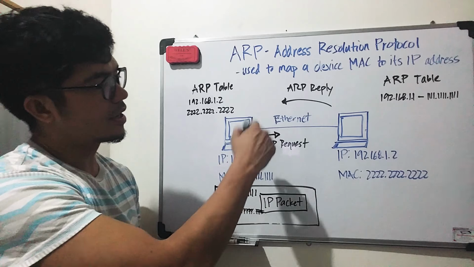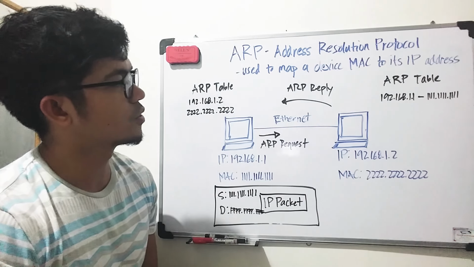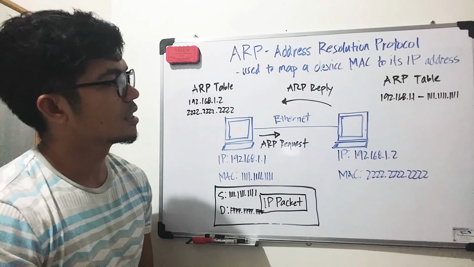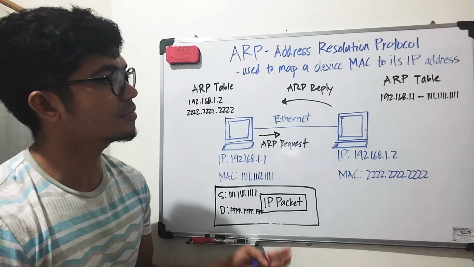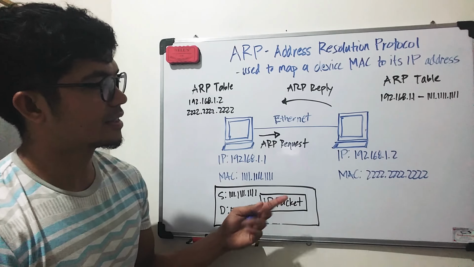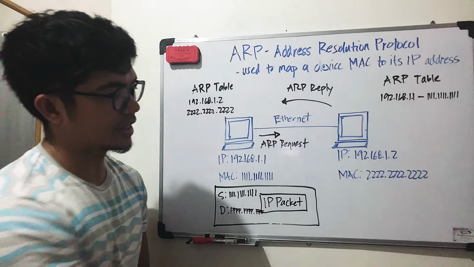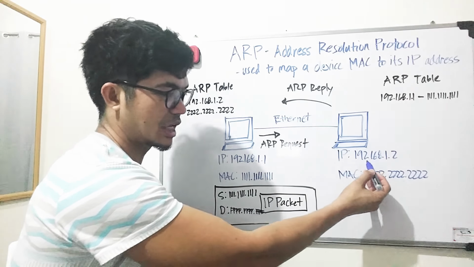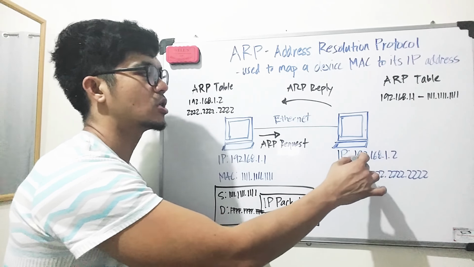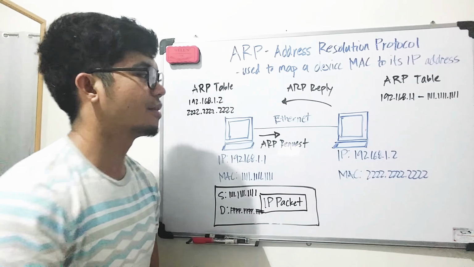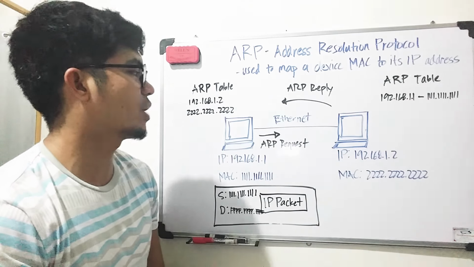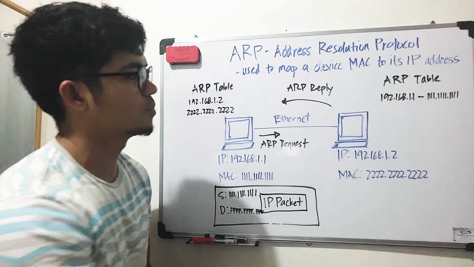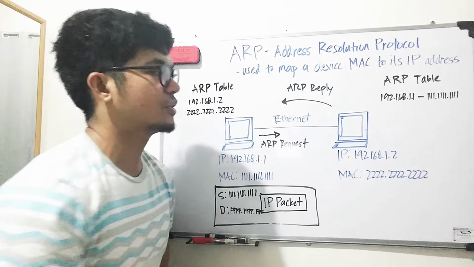All the other hosts will just drop the broadcast because they're going to realize that they don't have the destination IP address. But this PC will say, oh, this ARP request is for me. So it's going to do two things.